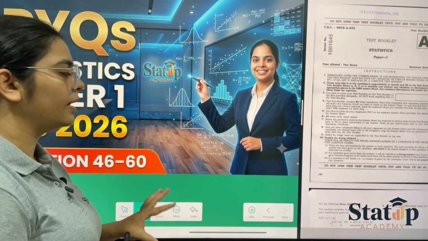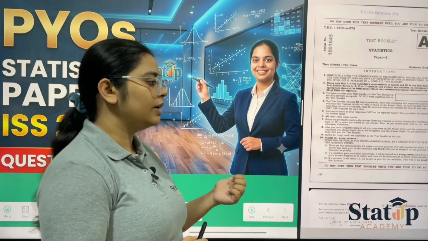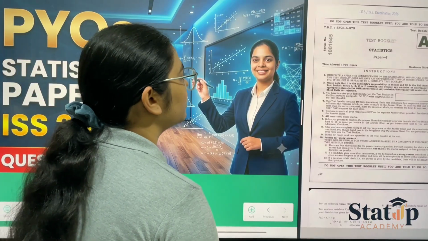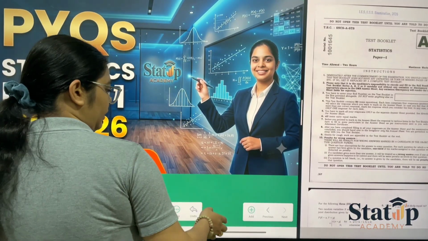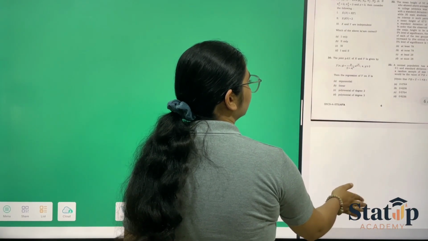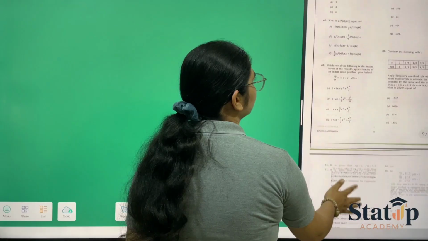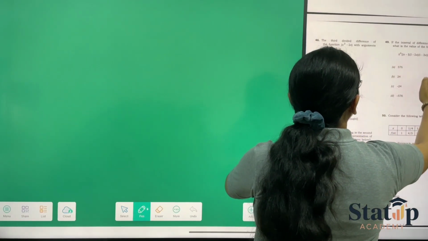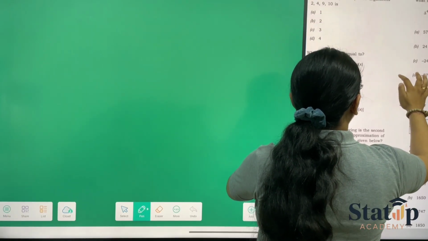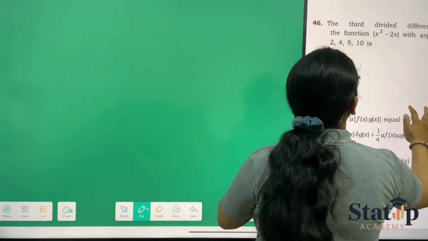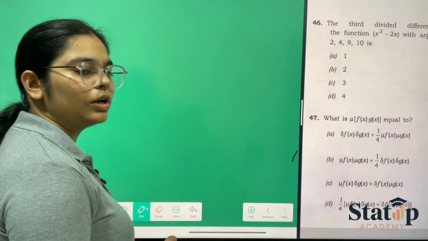So today the last part of Statistics Paper 1 is being taken. We are again taking series A and we'll be concluding with questions number 46 to 60. So we can start with it now. Let us begin with question number 46. Now the first question, which is question number 46, is there on the screen. I hope that you all can see.